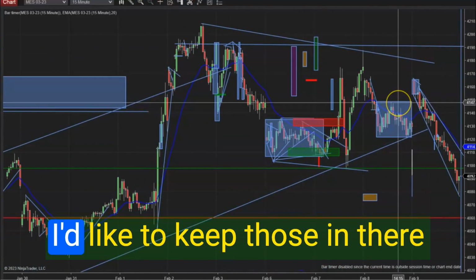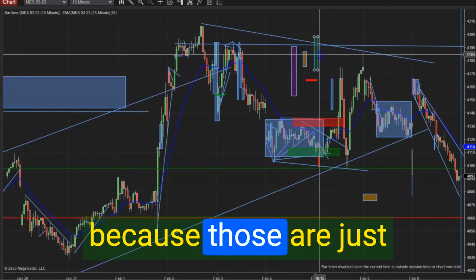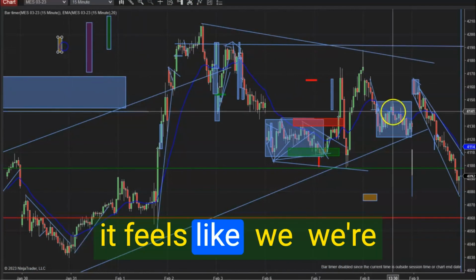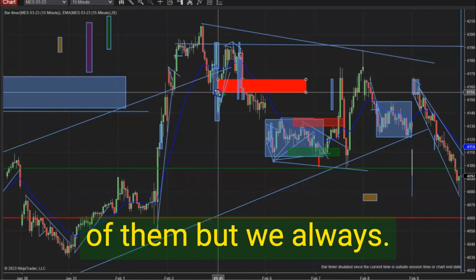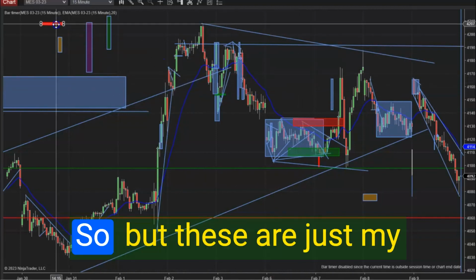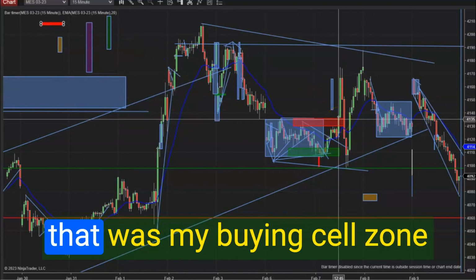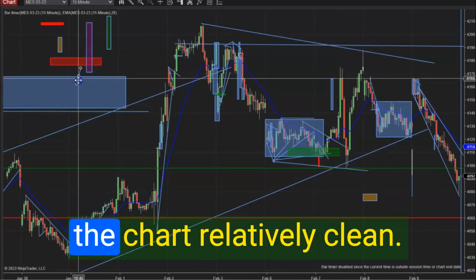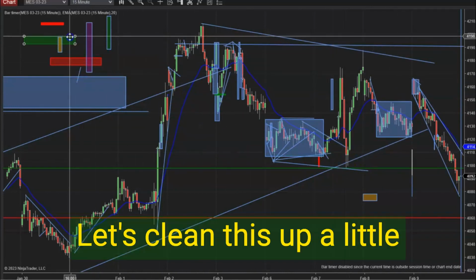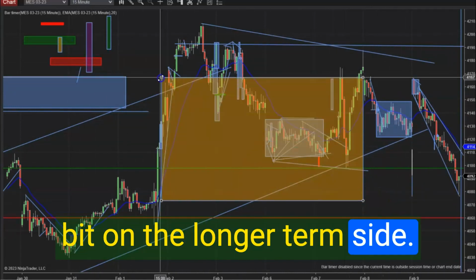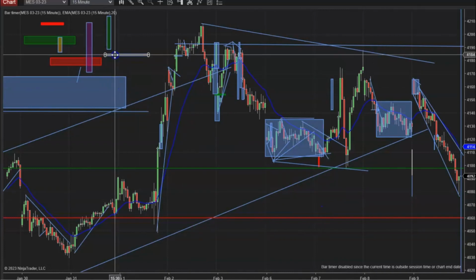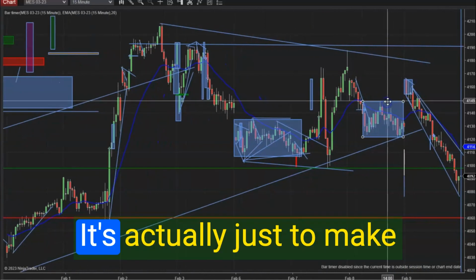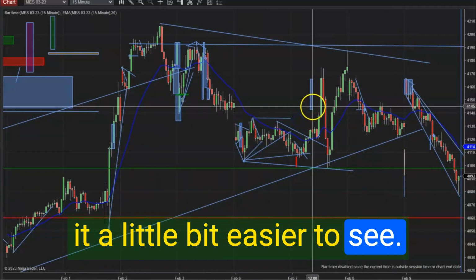I like to keep those in there because they signify the trading ranges, because when we're in trading ranges, sometimes it feels like we're never going to come out of them, but we always do. These were my buy and sell zone there. So I just want to keep the chart relatively clean. Let's clean this up a little bit on the longer term side, just to make it a little bit easier to see.